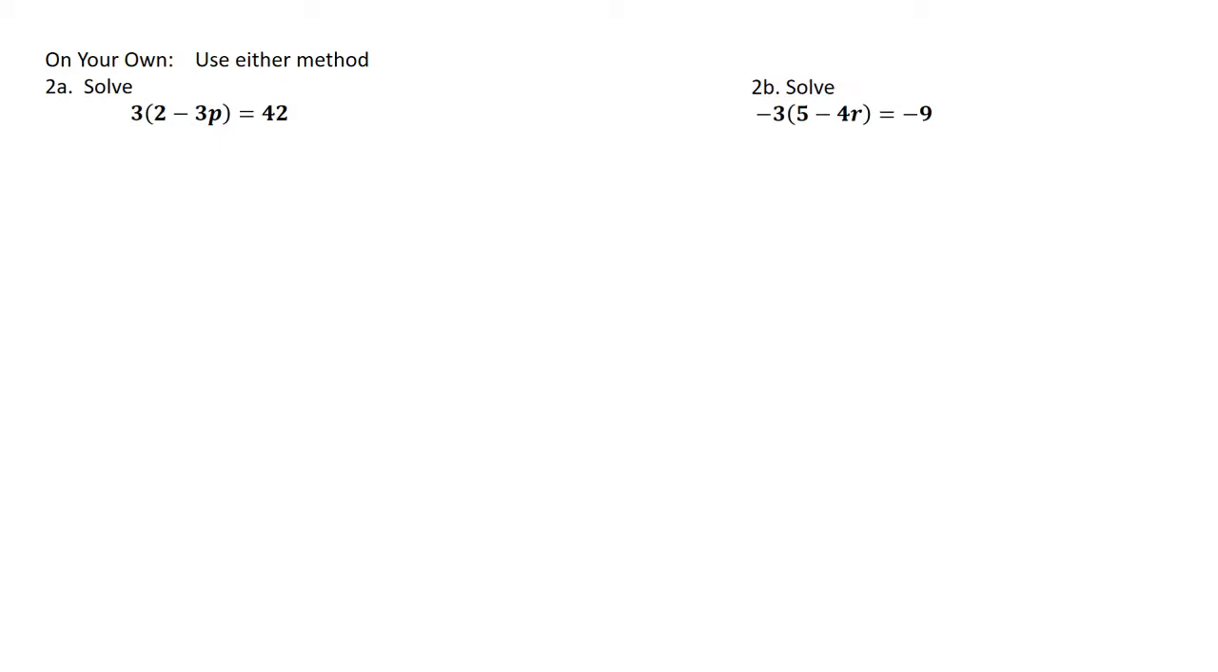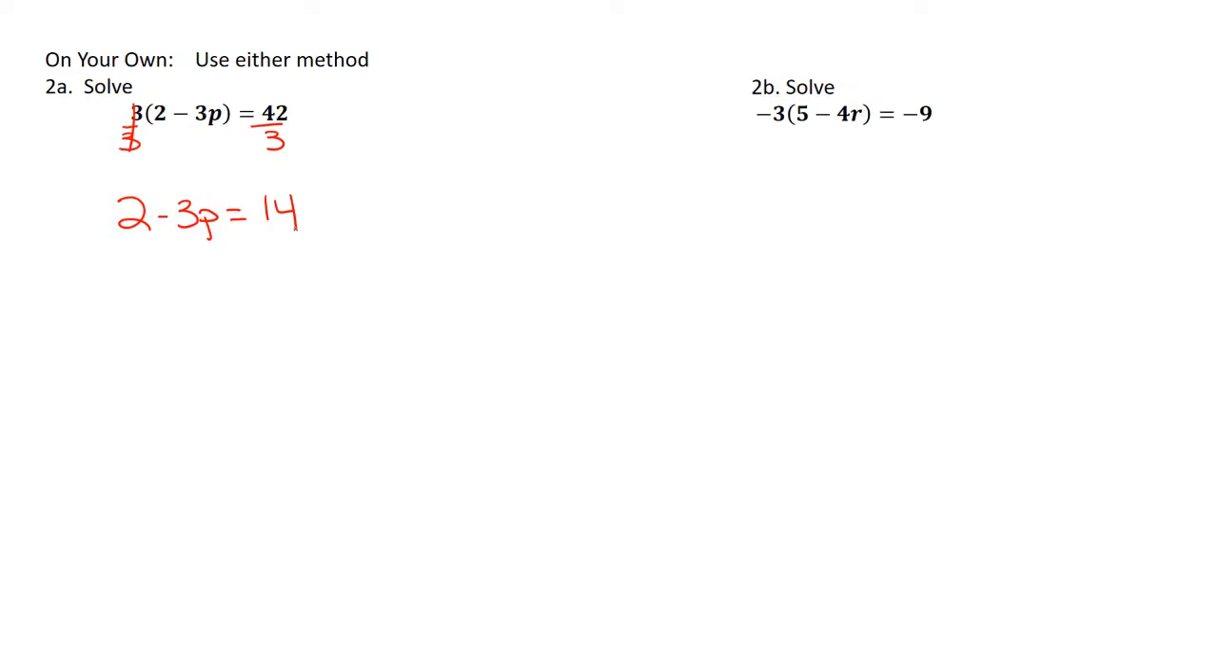Okay. So the first one, I'm going to go ahead and divide by 3 and get rid of that first, like we did before. So I'm going to divide 3 on both sides. That leaves us with 1, so we just have 2 minus 3p equals, 3 goes into 42 14 times.